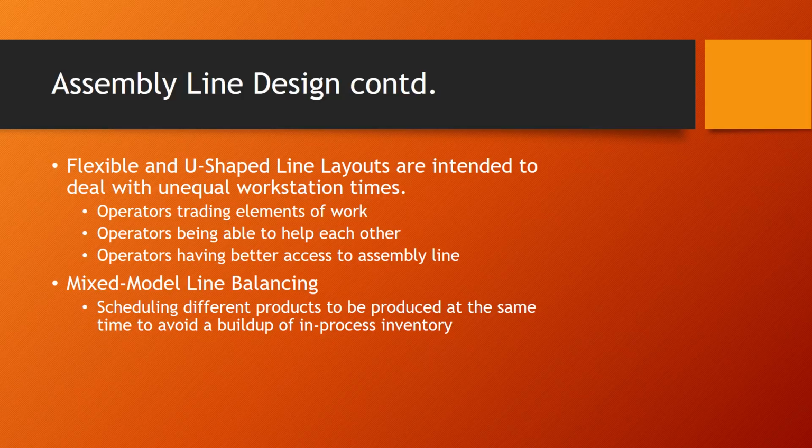Flexible and U-shaped line layouts are intended to deal with unequal workstation times. These layouts have three main focuses. The first is operators trading elements of work. The second is operators being able to help each other. And the third is operators having better access to the assembly line.